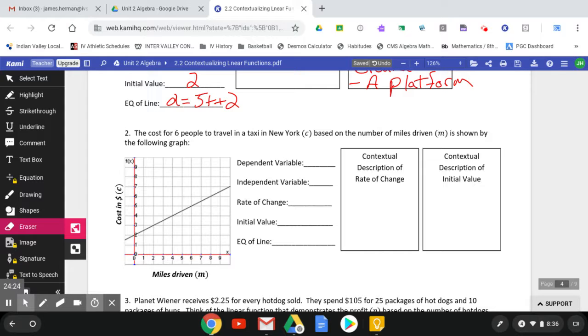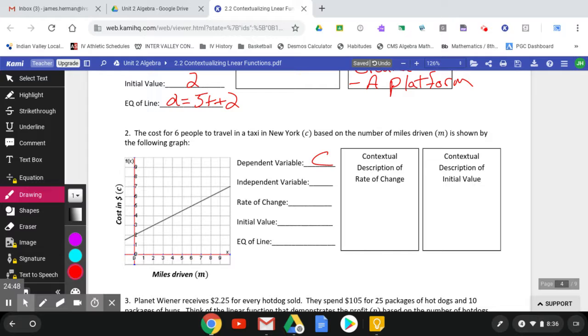All right, 6. The cost of 6 people to travel with taxi in New York based on the number of miles driven is shown with the following graph. What's the dependent variable? How do you know? C. Who can tell me how you know? It's on the Y. It's right here. This has to be my dependent variable.